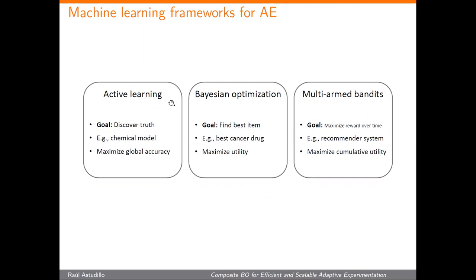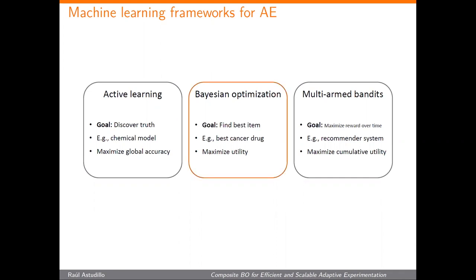In active learning, the goal is to discover some truth. So we're gonna be gathering data so that the model that we get after gathering all this data is as accurate as possible. Then we have Bayesian optimization, where the goal is to find some notion of a best item, such as the most effective cancer drug. And we also have multi-armed bandits, where the goal is to maximize some notion of reward over time. And this shows up, for example, in recommender systems.